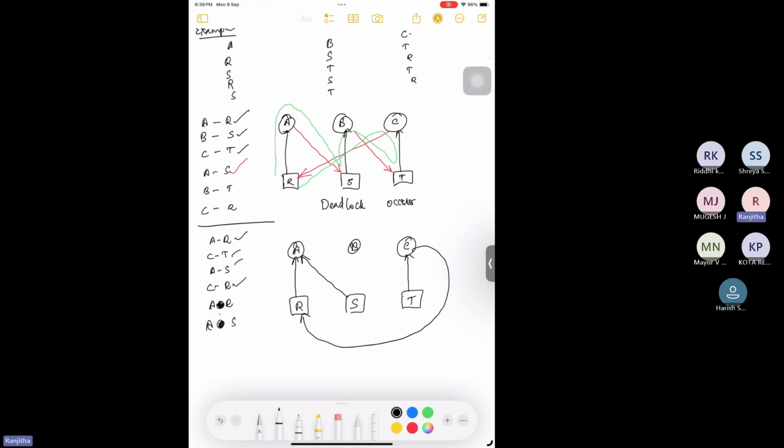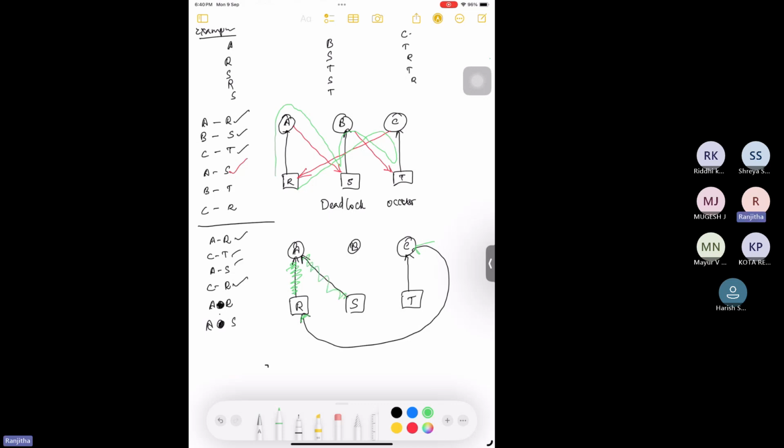Okay, so now A is releasing R. So releasing R is done. Now when A releases R, this arrow will change and R will be allotted to C. Once the resource becomes free, it will be allocated to C. So it will be given to C. Now after that A is releasing S also. So this is also done.